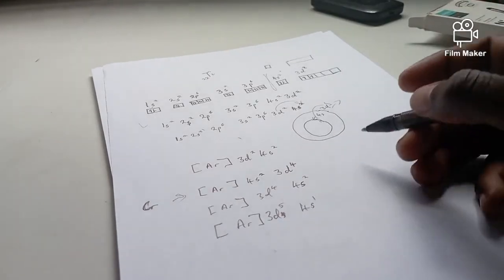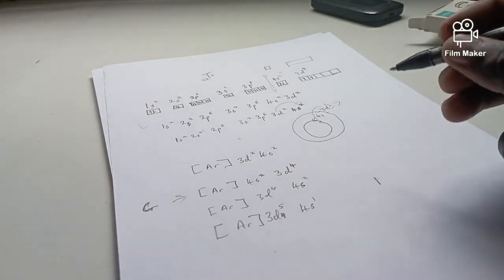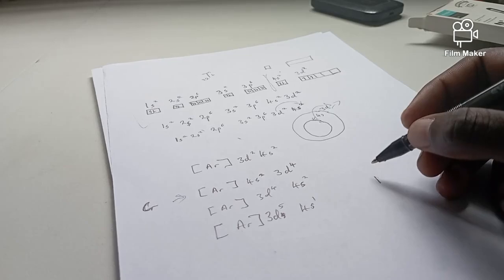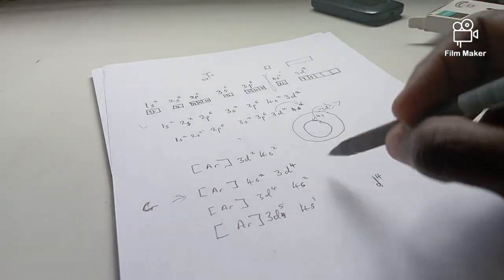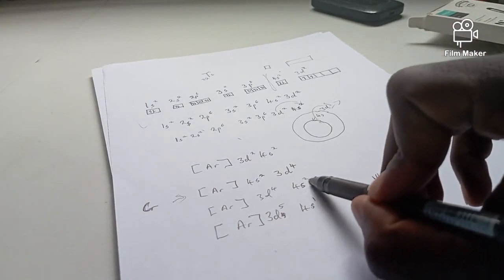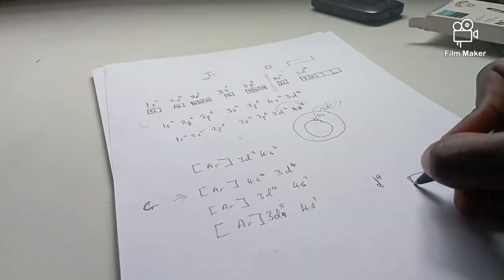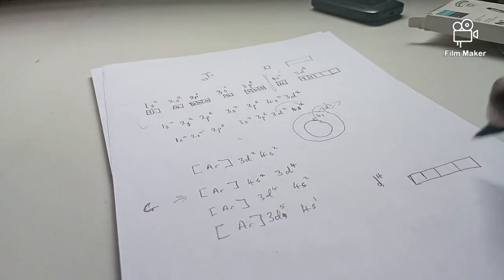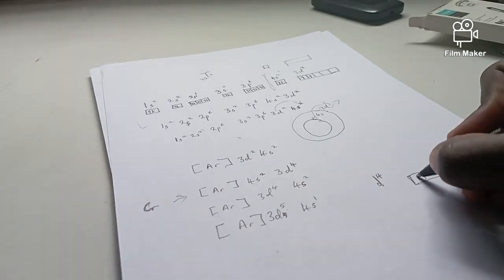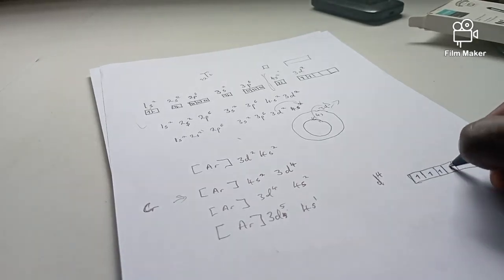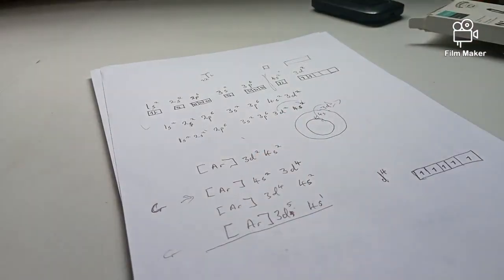4s1. Why? Because a half-filled d sublevel is much more stable than that with the d4 electron configuration. So it will rather have the one electron in the 4s get into the d orbital and make it half-filled like that. So this electronic configuration, this is that of chromium, is much more stable.